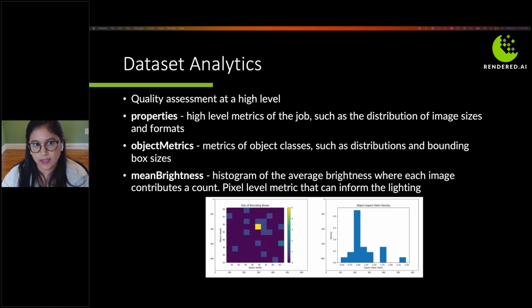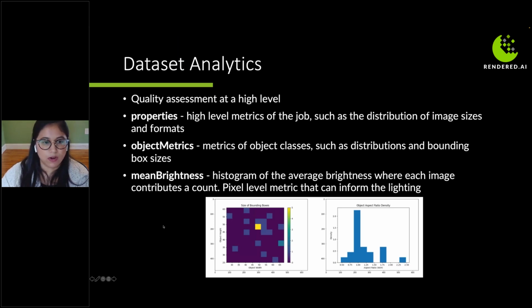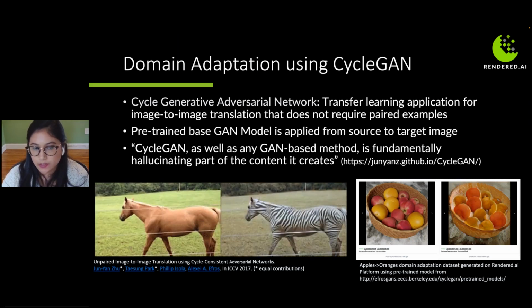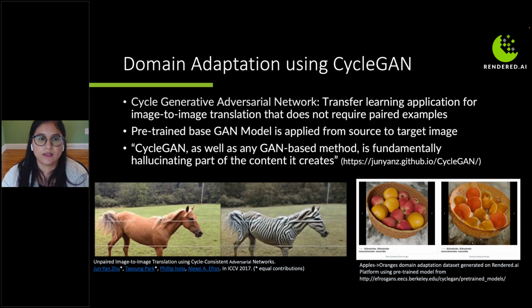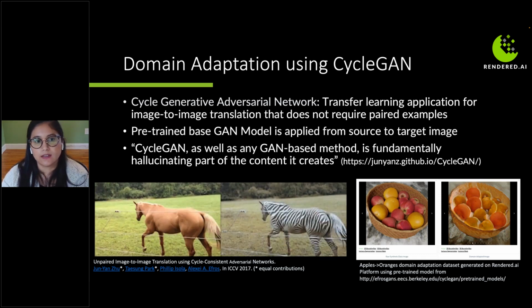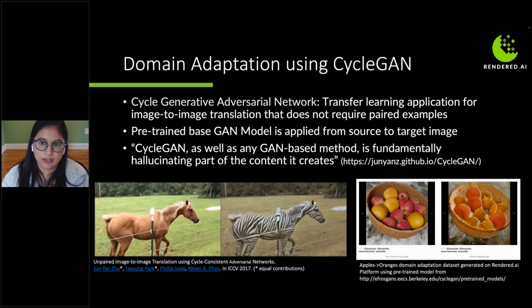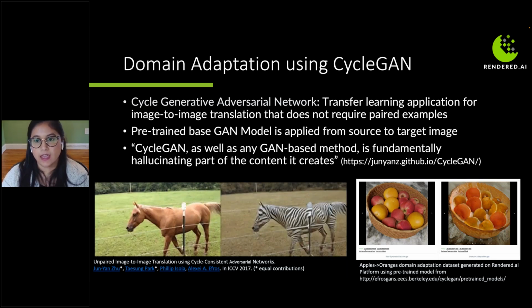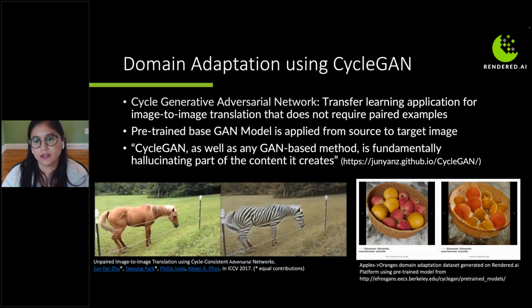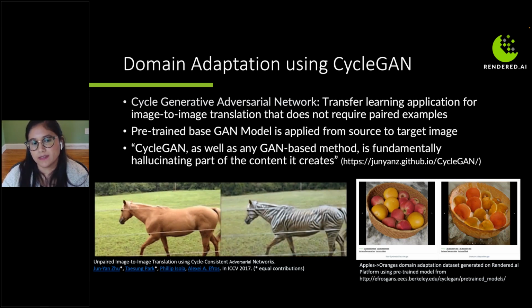So this is an evaluation technique, but I want to move on to talk about another technique that is related to post-processing, and this is more for introducing variation in your data sets. So this is domain adaptation using CycleGAN. CycleGAN is Cycle Generative Adversarial Network. This is a deep transfer learning application for image-to-image translation, and it does not require paired examples.